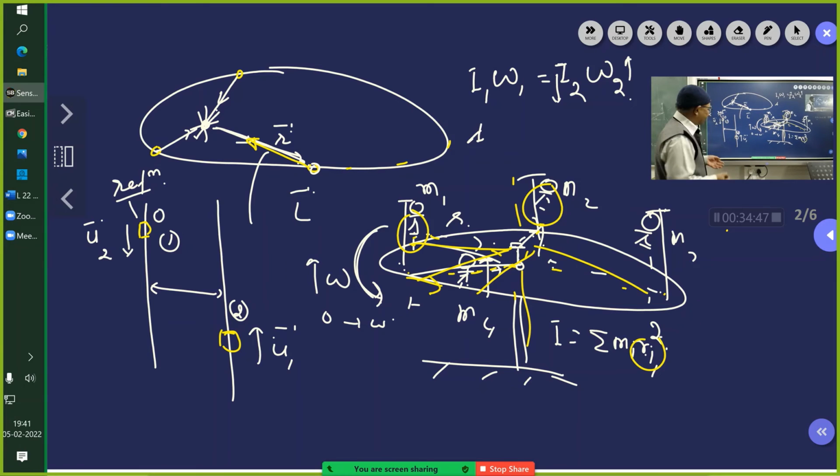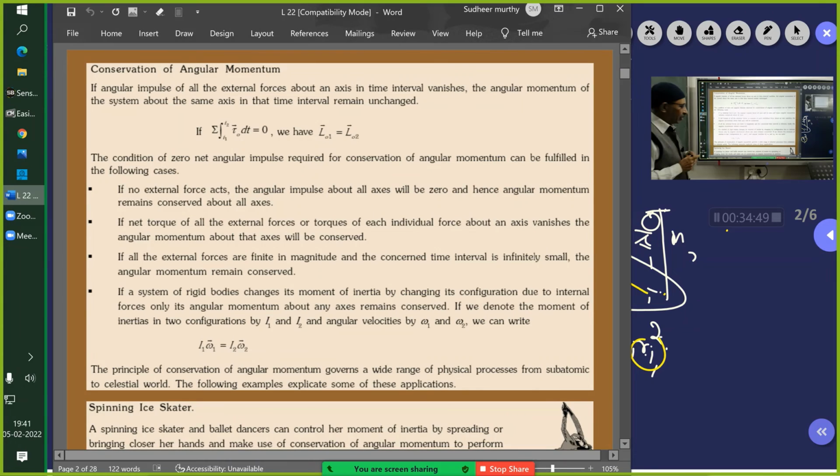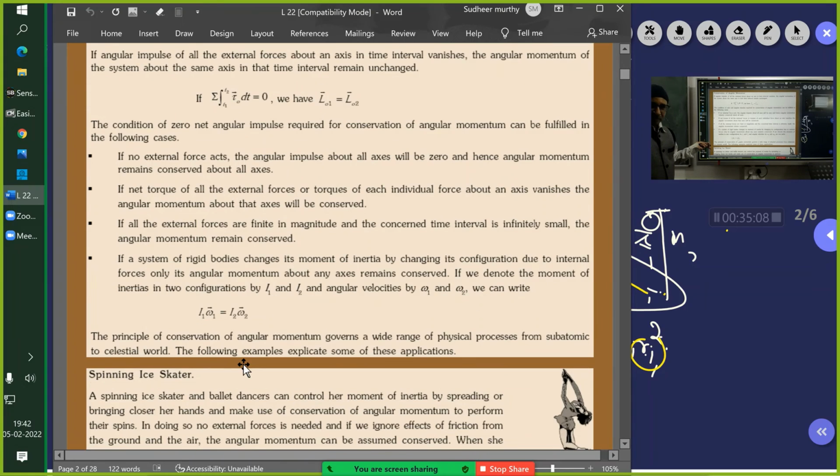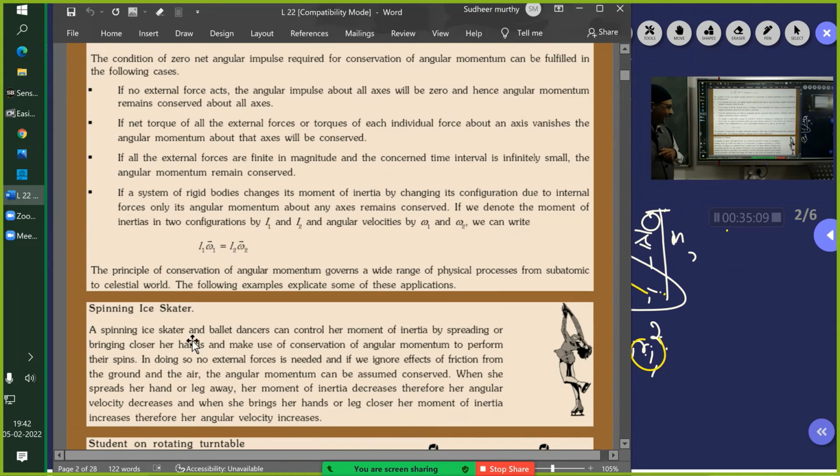Then what else is there in this? If all the external forces are absent, if a system of rigid bodies changes its moment of inertia by changing its configuration due to internal forces, only then its angular momentum about the axis remains conserved. If we denote the moment by this, I1 omega 1 is equal to I2 omega 2. The principle of conservation of angular momentum governs a wide range of physical processes, from the subatomic to the celestial world.